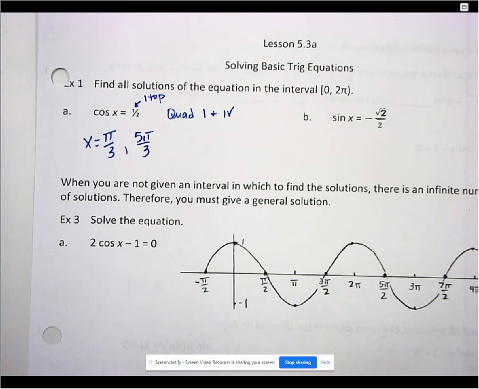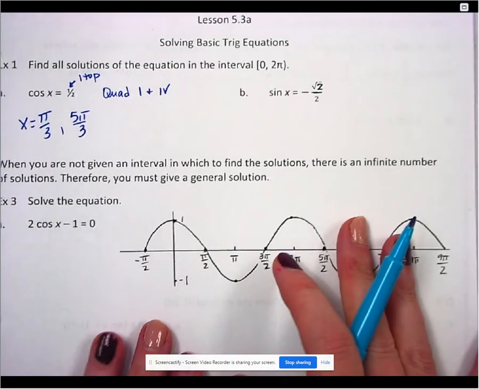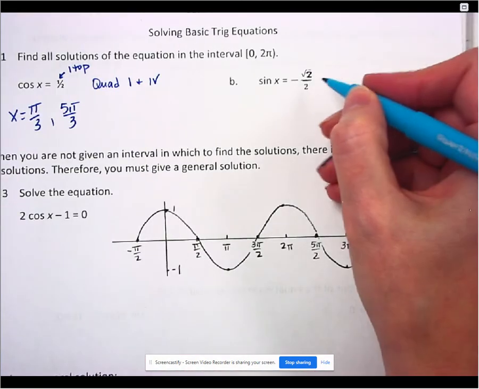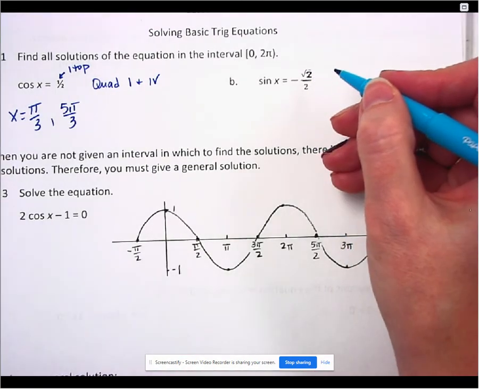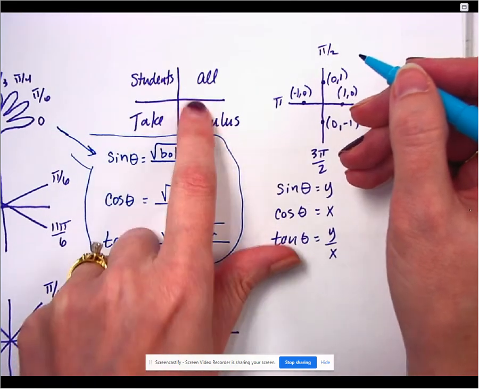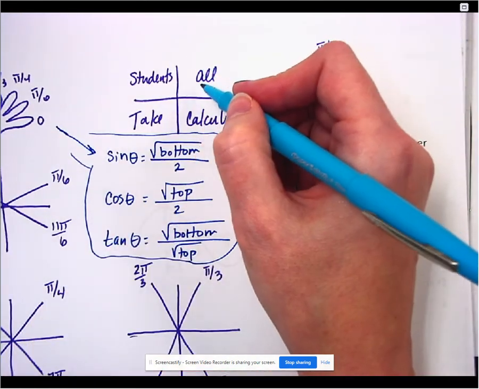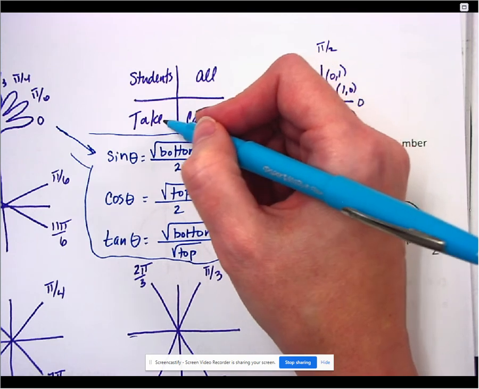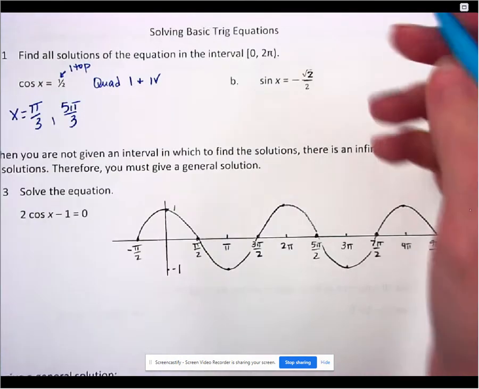Okay. All right, let's look at B. For B, we want to find an angle that has a sine of negative square root of 2 over 2. All right, so first, we want the sine to be negative, and what we know is that sine's positive in quadrants 1 and 2, so sine is negative in quadrants 3 and 4.